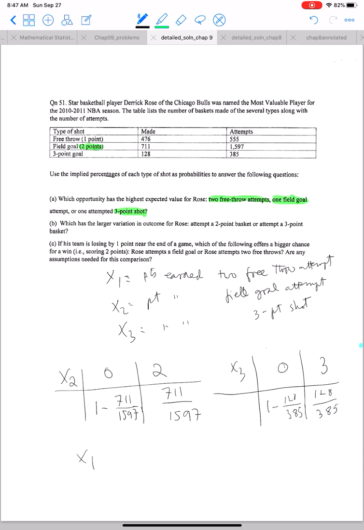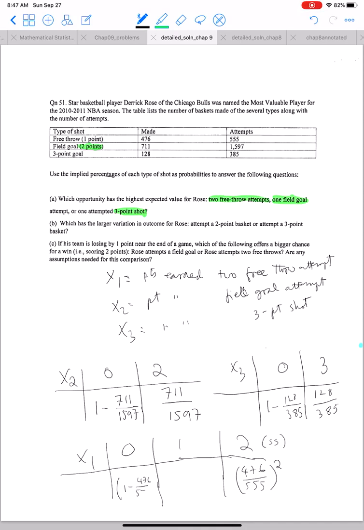What about x1? It is the 2 free throw attempt, so it can be either 0 or 1 or 2. What is the probability of 2? It is success on both the trials, which is 476 by 555 whole square. What about 0? 1 minus 476 by 555 whole square, because this was failure. And what about 1? It is either success-failure or failure-success. So it is 2 times 1 minus 476 by 555 times 476 by 555.